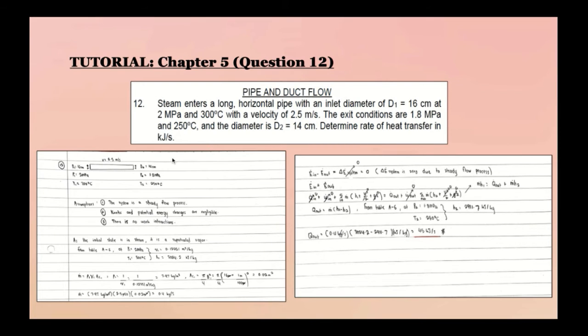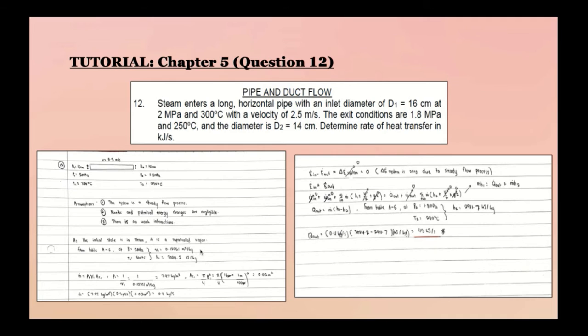So first and foremost, drawing the schematic diagram and stating the assumptions are quite important in order to answer the problem. As you can see, this is the schematic diagram and the assumptions made for this question are, first, the system is a steady flow process. Second, kinetic and potential energy changes are negligible. And the third one, there are no work interactions. As the initial state is steam when it enters the pipe, it is a superheated vapor. So we determine the specific volume and the enthalpy by referring to table 8 sheets at pressure 2 megapascal and temperature 300 degrees Celsius, which we will get the answer.